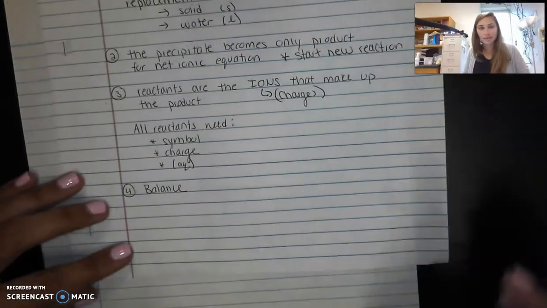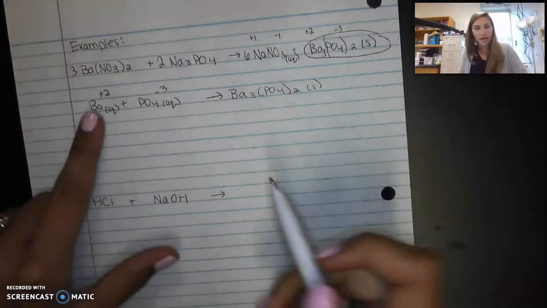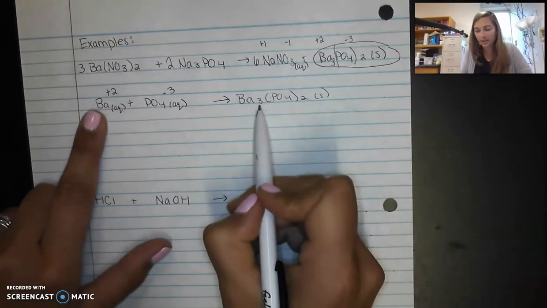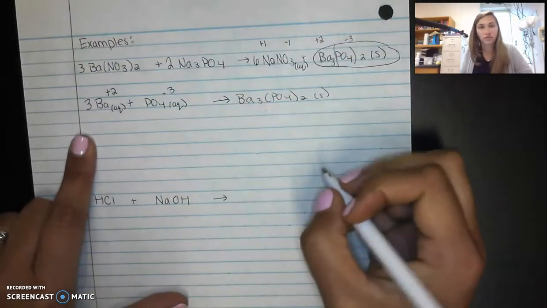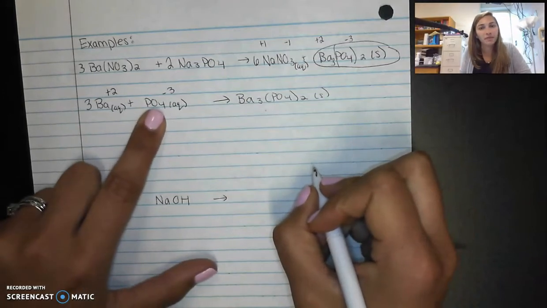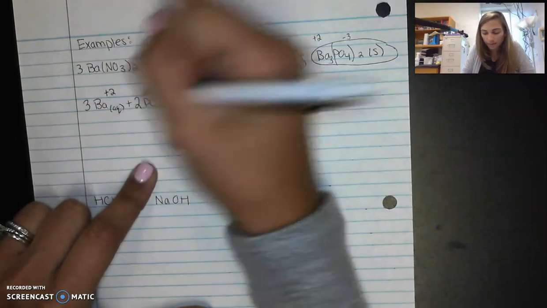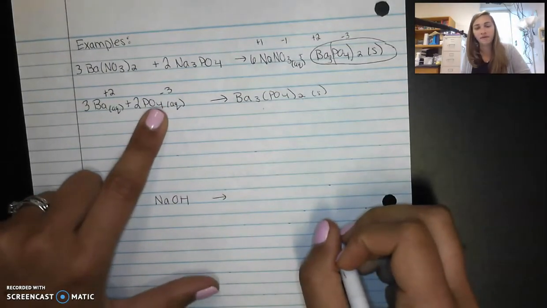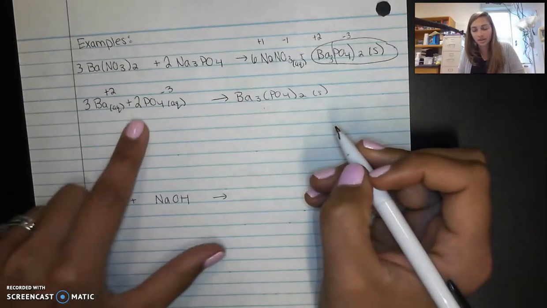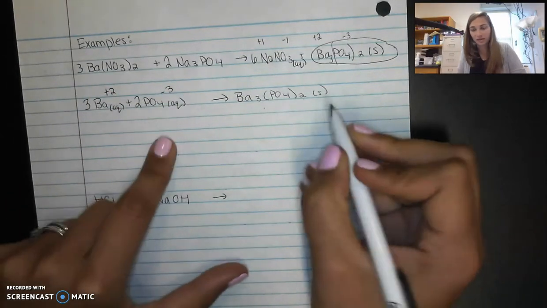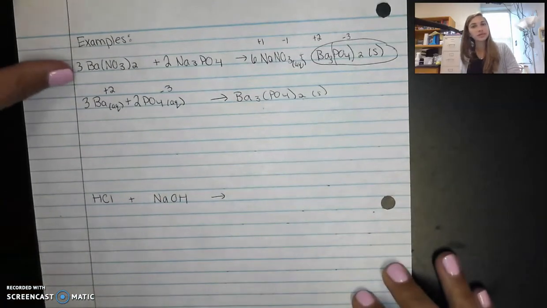And then our last step is to balance our new reaction. So I have 1 barium on my reactant side, but I have 3 on my product side. So I'm going to put a 3 out in front of barium. I have 1 phosphate over here but I have 2 over here, so I put a 2 out in front of PO4. So basically what this is saying is it takes 3 barium ions and 2 phosphate ions in order to form our product. Let's do another one.